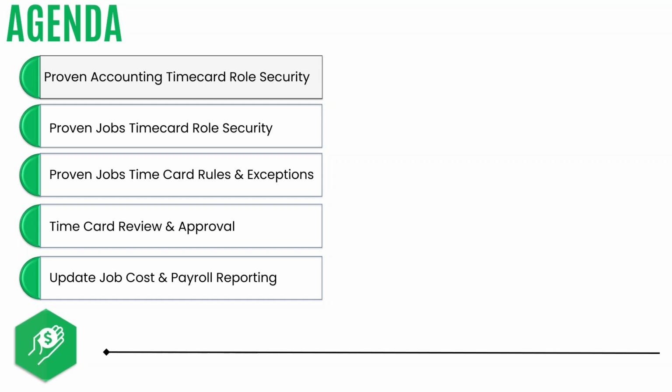Today, we will review the needed role security in Proven Accounting and Proven Jobs to complete the Timecard review and approval process. We will talk about the Proven Timecard rules and exceptions that can be set up to aid in streamlining your payroll process, and we will dive into the full Timecard review and approval and the posting of payroll within Proven Accounting.